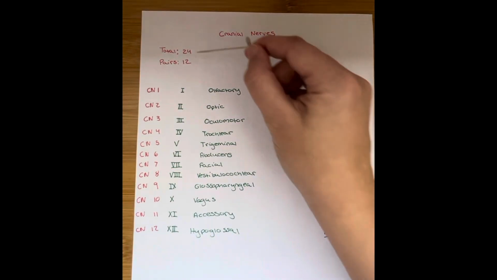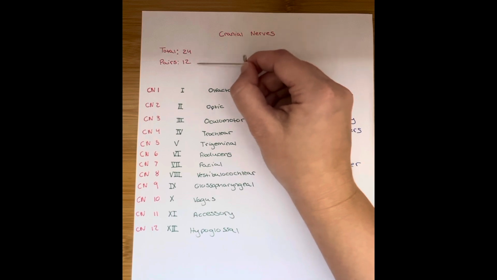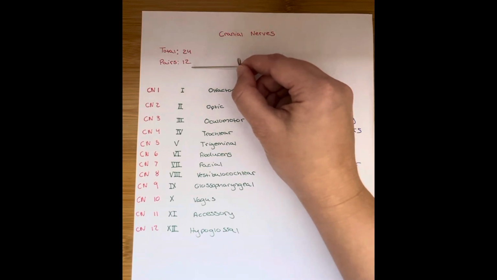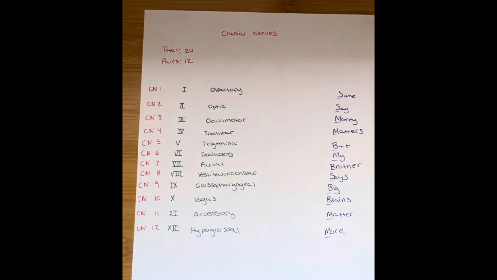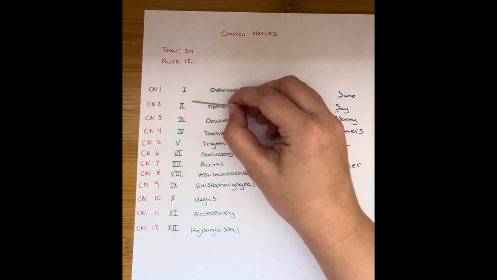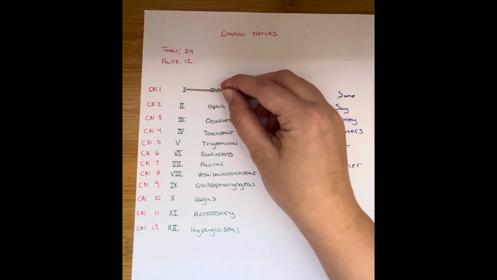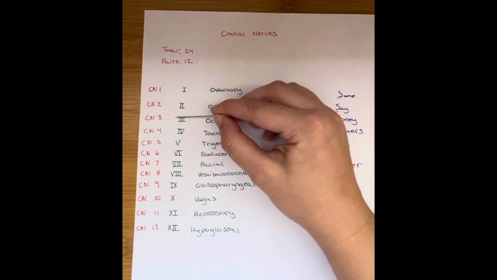There are 24 total cranial nerves, and that means 12 pairs. So there's 12 on each side, and we name them cranial nerves 1 through 12. However, they're usually used with Roman numerals. If you haven't been introduced to Roman numerals, it's really easy. Basically one line is 1, 2 lines is 2, 3 lines is 3.